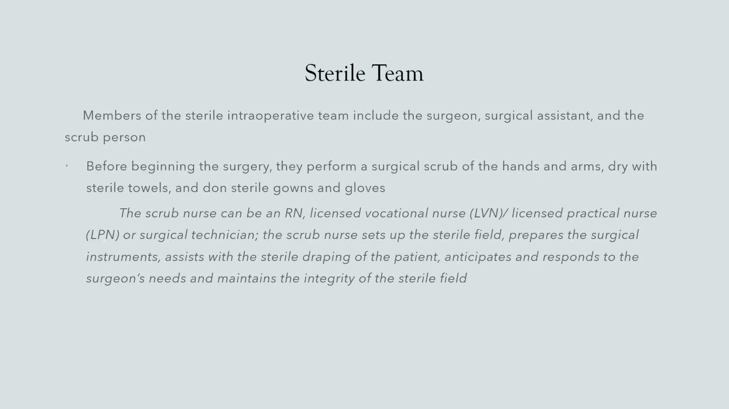Members of the sterile intraoperative team will include the surgeon, the surgical assistant, and the scrub person. So before beginning the surgery, they will perform a surgical scrub of the hands and the arms. They will dry with sterile towels, and then they are going to gown and glove.